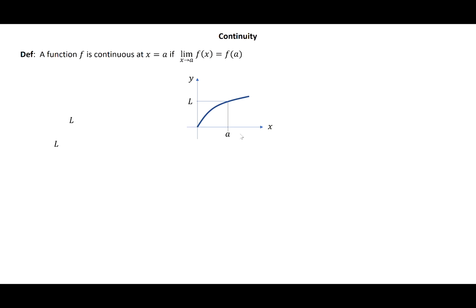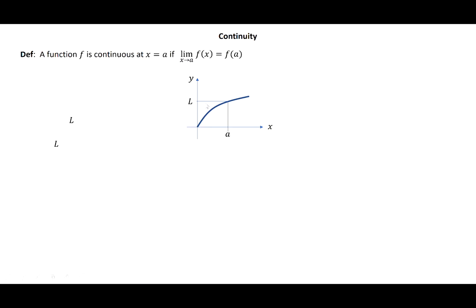How do you proceed? Recall the definition. Is this function continuous at a? What is the definition of a function being continuous at a point? A function f is continuous at x equals a if the limit of f of x as x approaches a equals f of a. So we need to find the limit of f of x as x approaches a.